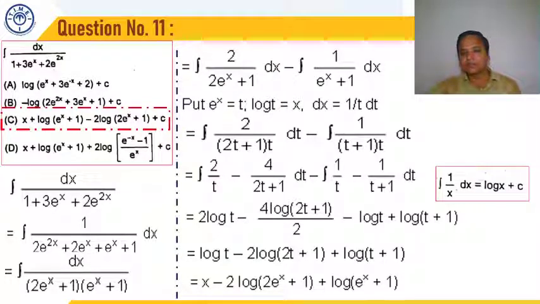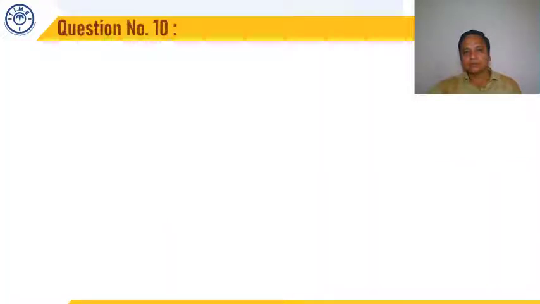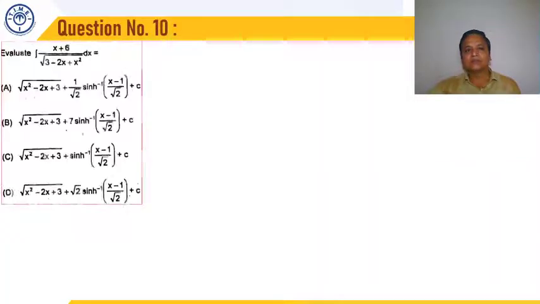I hope this is clear. Now, question 10 of the handout. It says integration of (x plus 6) upon under root of (3 minus 2x plus x square) dx. And choices are given. It's a rational expression: the numerator is a linear expression, and the denominator is a quadratic under a square root.